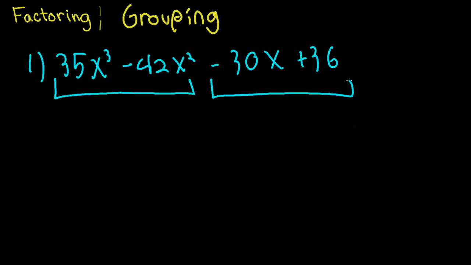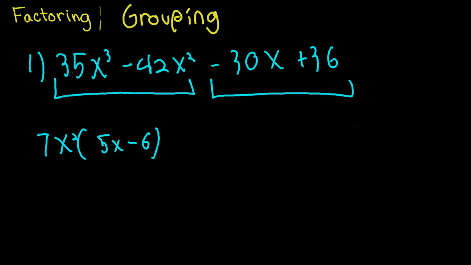Well, we know that they're both divisible by 7, so I can factor out a 7. We should also take care to note that there is an x to the third here and an x squared here. Just by looking at that, I know I could take an x squared out of both of these terms. So when I factor, I'm going to get 7x squared as my GCF, and I'm going to fill in the parentheses with what would be remaining. In this case, we're going to have 5x minus 6.